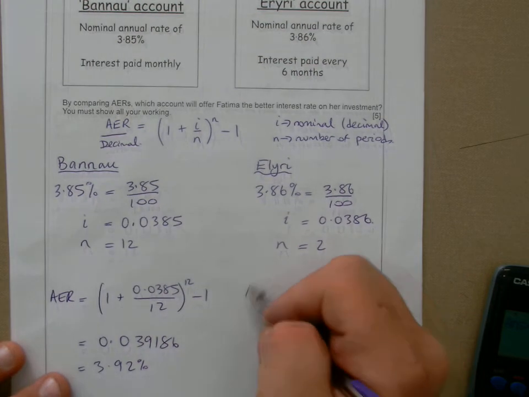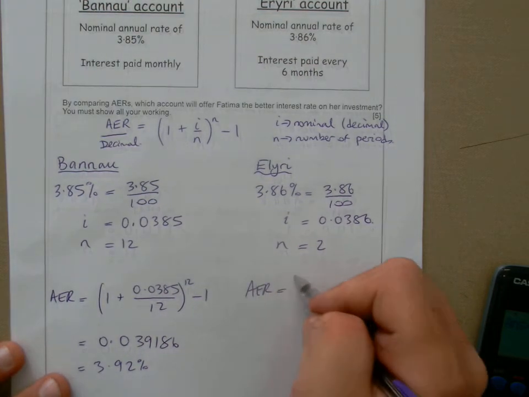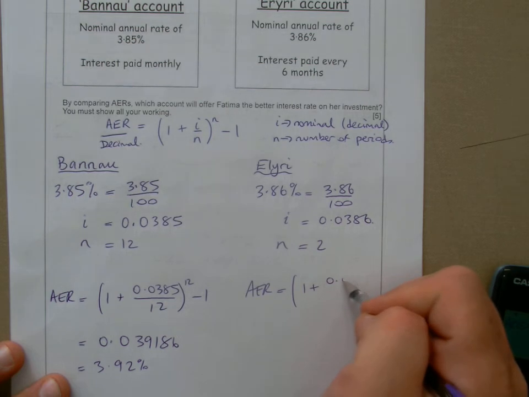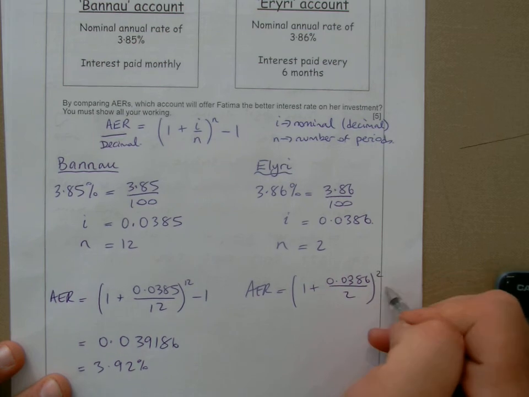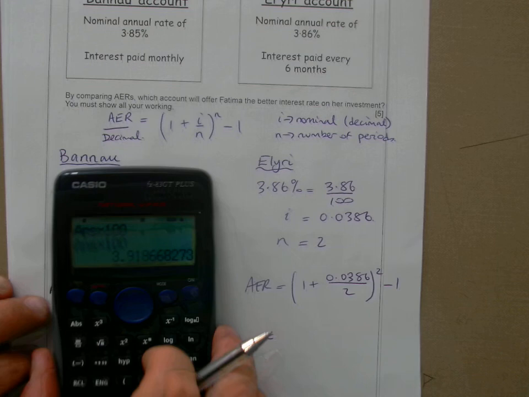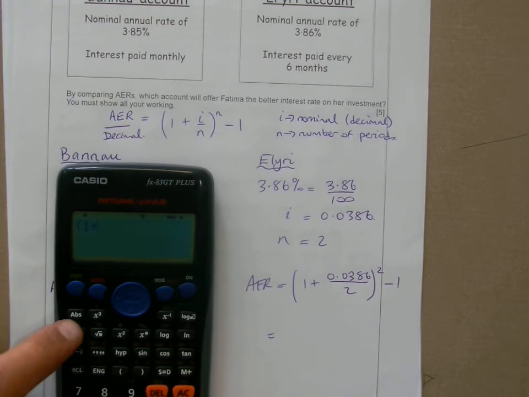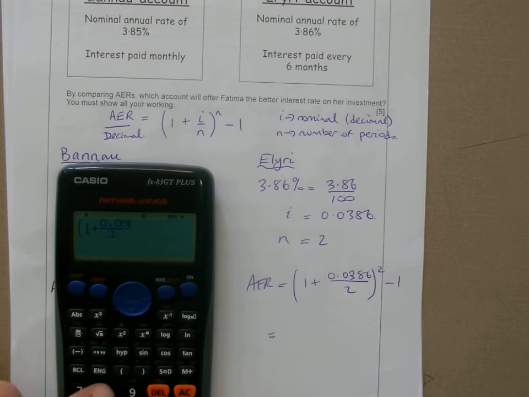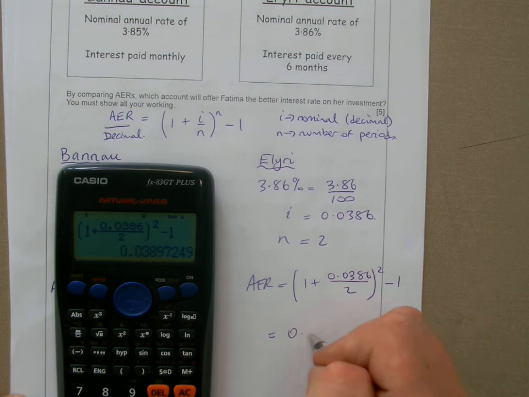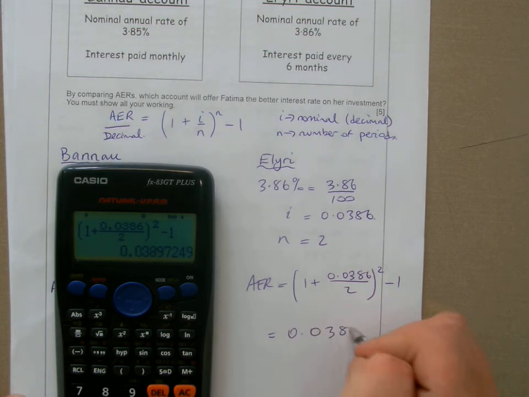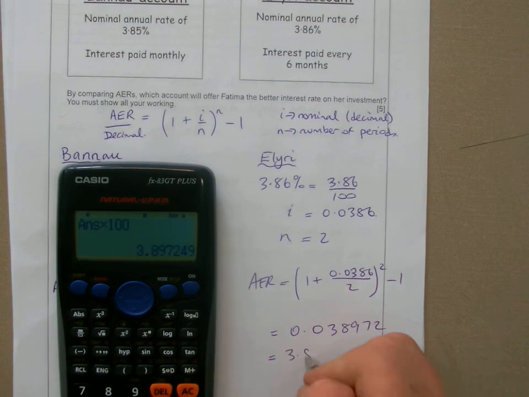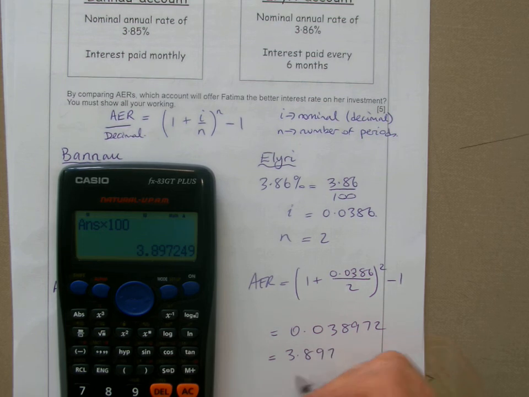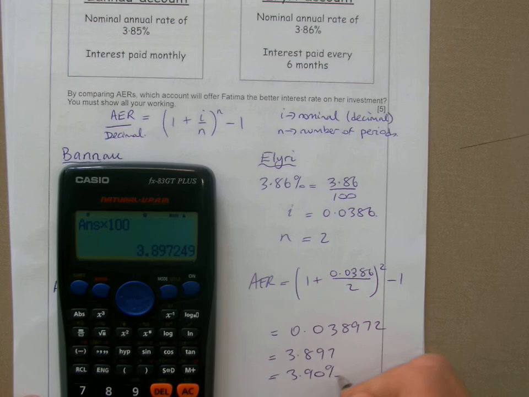So if we go to the other one, Aliri, we get 1 plus, very similar, 0.0386 over 2, to the power 2, take away 1. So if I type that in, I get out 0.038972. Times that by 100, so I get 3.897, so that'll be 3.90%, rounded to 2 decimal places.